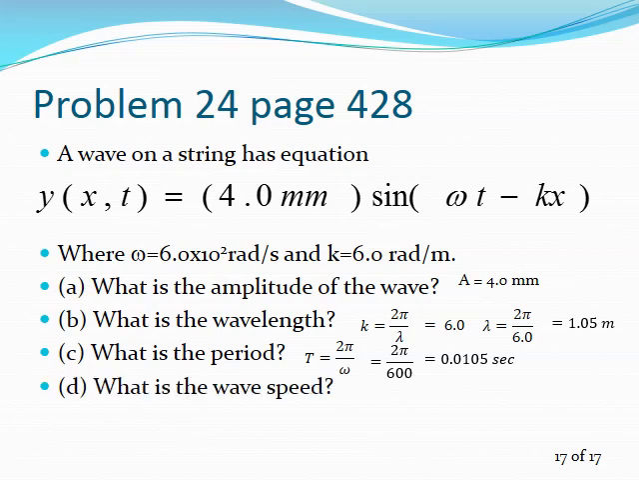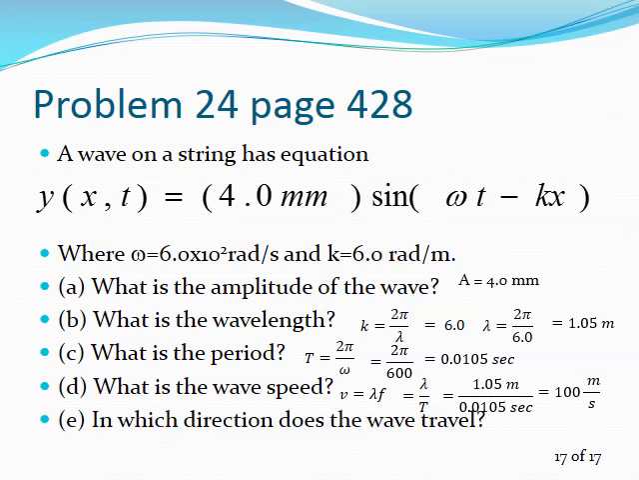Part D is what is the speed of the wave? And by definition, the speed of the wave should be its wavelength times its frequency. I have its wavelength, I don't have its frequency, but I know the frequency is equal to 1 over the period, and I do have the period. So I take these two numbers and divide one into the other. I get 100 meters per second. This wave is moving.